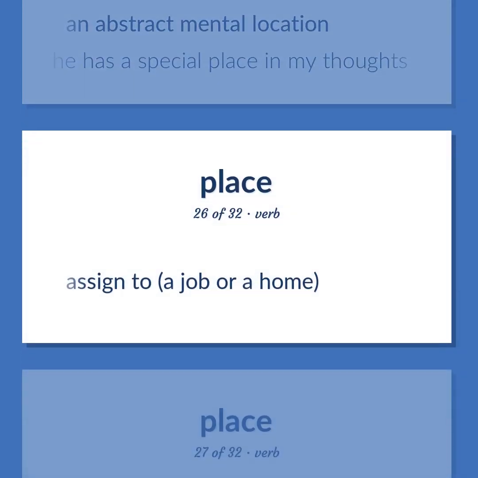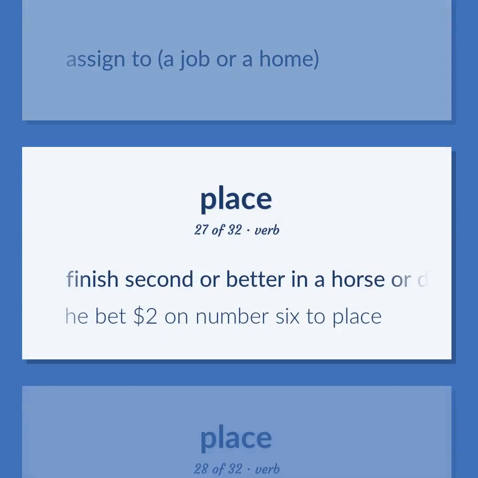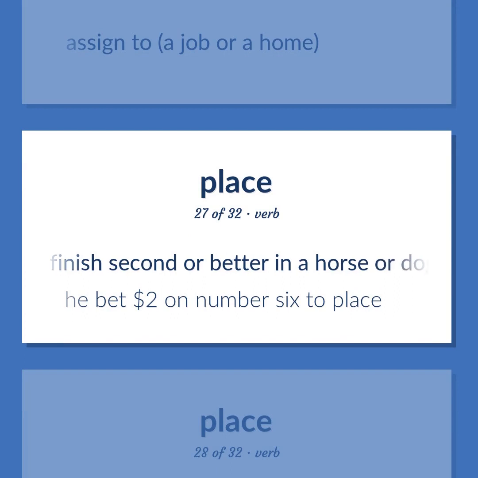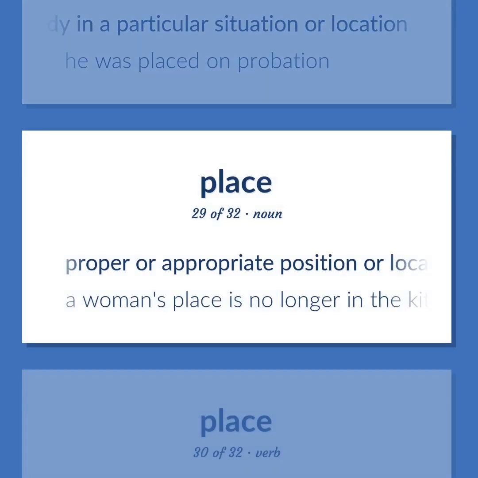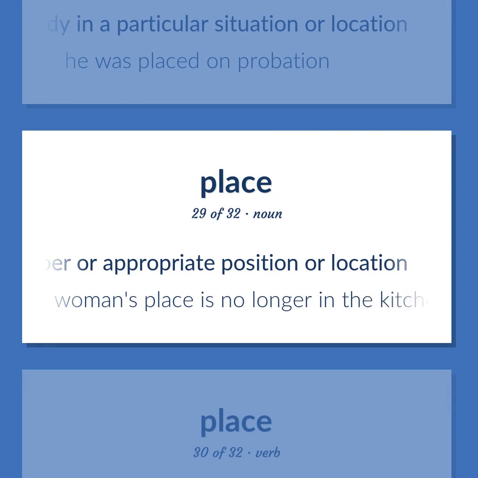Assigned to a job or a home. Finish second or better in a horse or dog race. He bet $2 on number 6 to place. Place somebody in a particular situation or location. He was placed on probation. Proper or appropriate position or location. A woman's place is no longer in the kitchen.